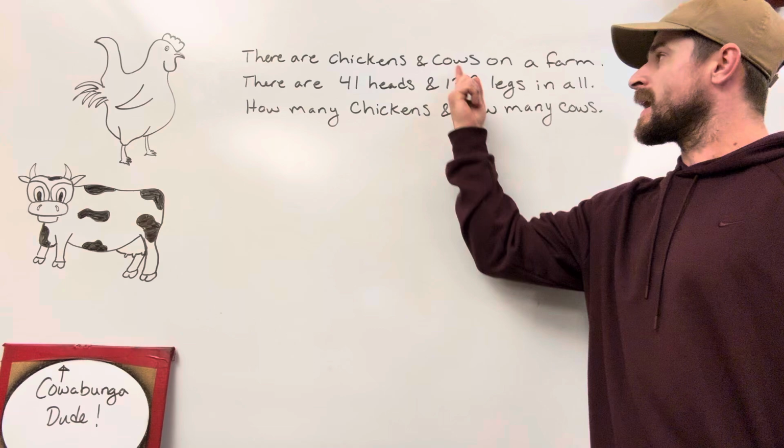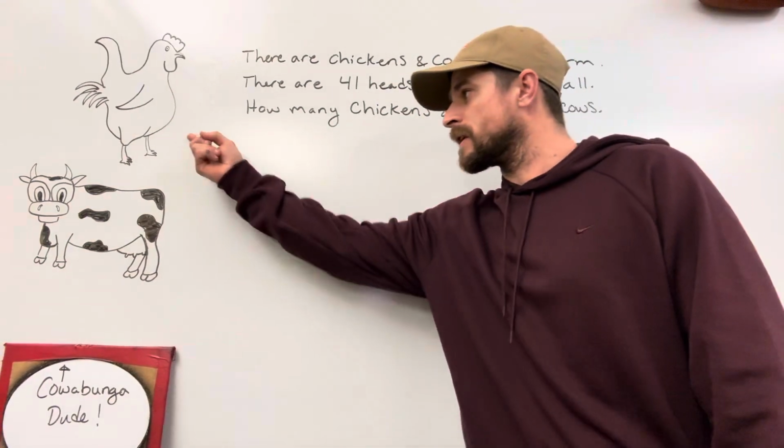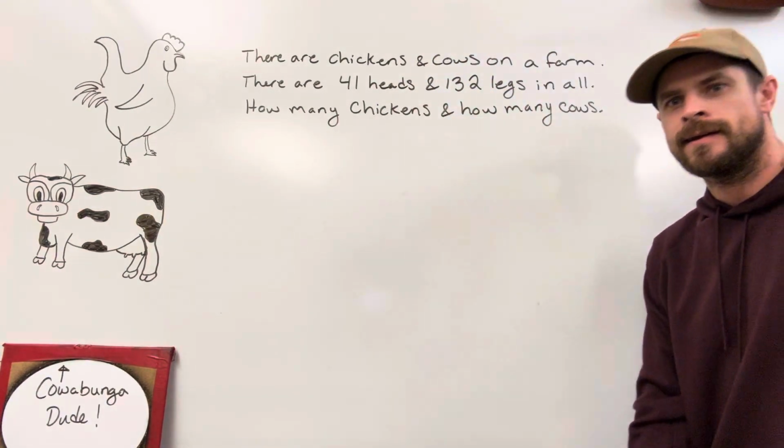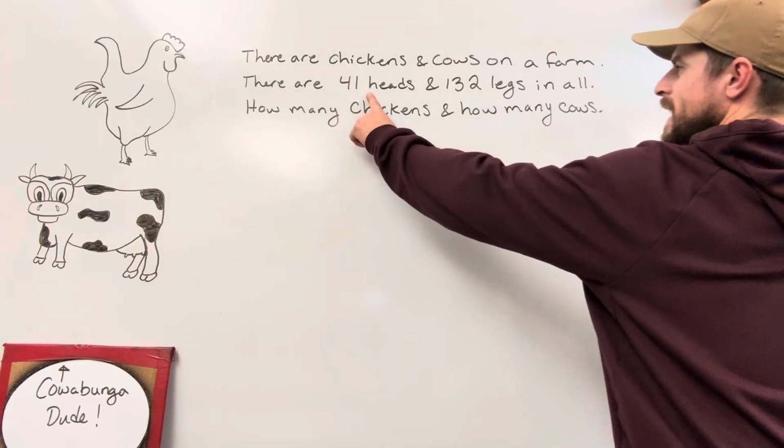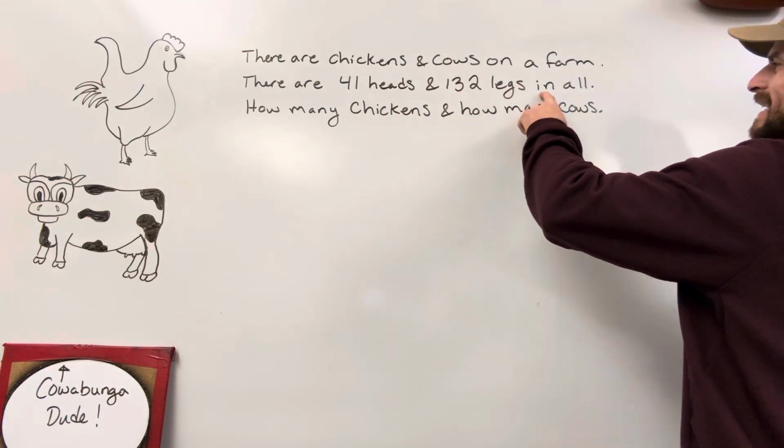There are chickens and cows on a farm. And for those of you wondering if I drew these, you better believe it, I did. Yeah, buddy. There are 41 heads and 132 legs in all.